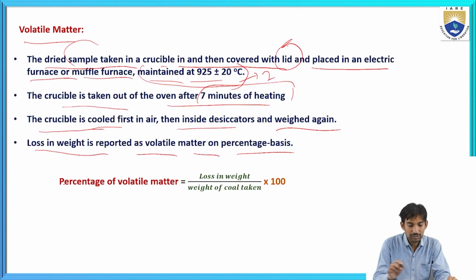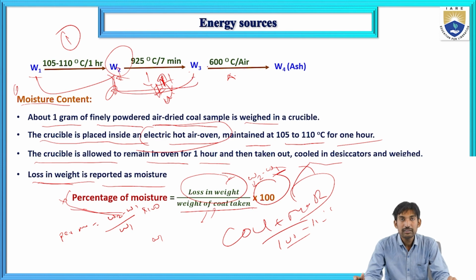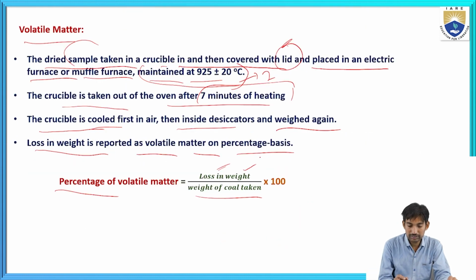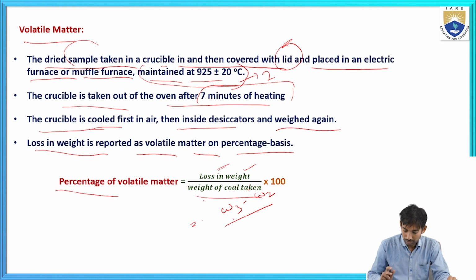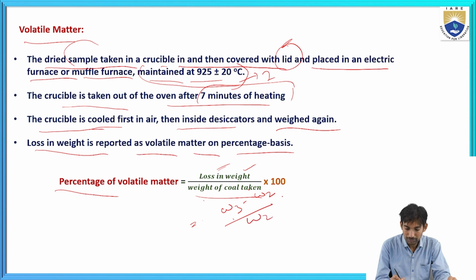See the formula for the percentage of volatile matter: it equals loss in weight by weight of the coal taken, into 100. How do we get the loss in weight? We heated the W2 grams of charcoal at 925 degrees centigrade for 7 minutes. The weight after heating is W3, so the loss in weight equals W3 minus W2. The weight of coal taken in this step is W2, so it is divided by W2 into 100.